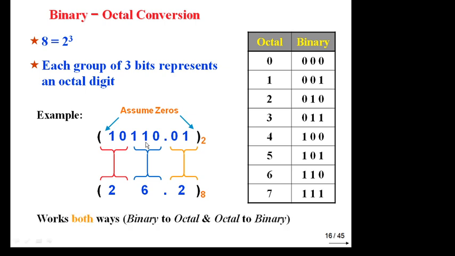It works both ways, binary to octal and octal to binary. Similarly, suppose you have to convert from base 8 to base 2: 2 is 0 1 0, 6 is 1 1 0, 2 is 0 1 0. You just have to replace every digit by the equivalent 4 2 1 code.